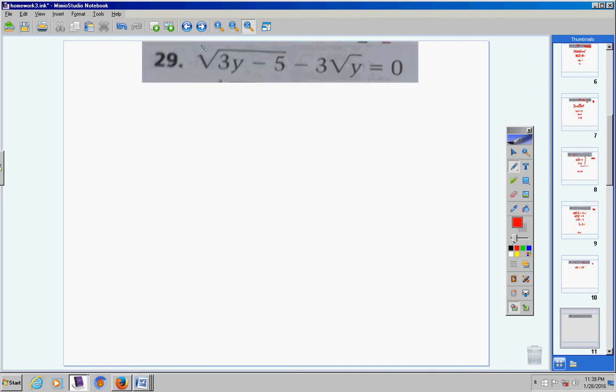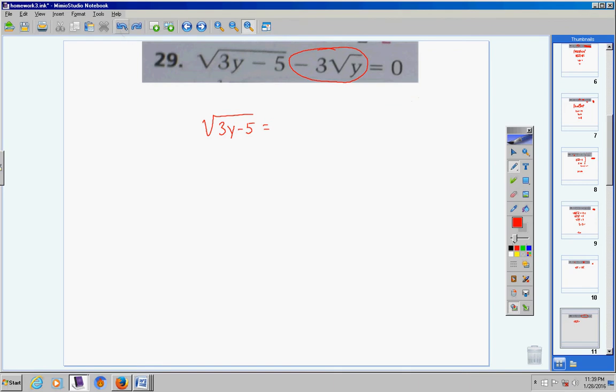Moving on to number 29. Alright. Now, this is a radical equation, okay? One of the first things I notice is I have two radicals, so you want to move one to one side and one to the other side. And the reason I want to do that, students, I'm going to bring the negative radical over, so that it becomes positive over here. Okay, that's one whole term.